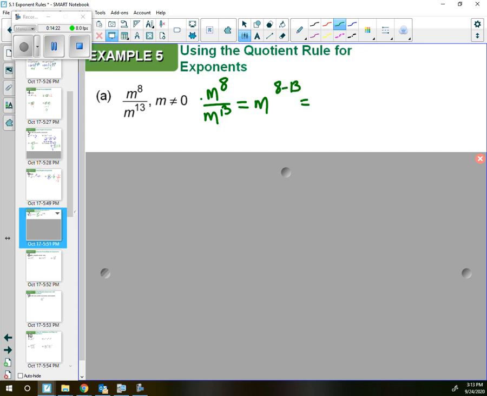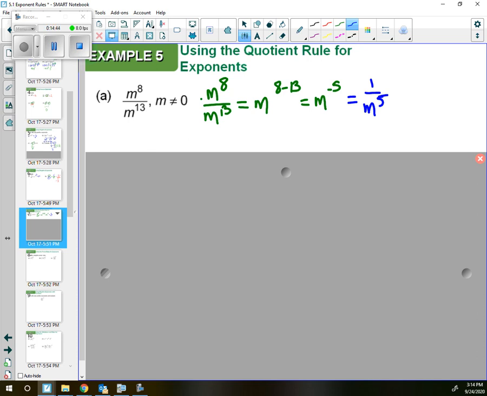Again, I would not write that all the time, but that would be m to the negative, so m to the -5th. Now we want to write it with a positive exponent though. So remember, we can rewrite that then with our reciprocal, 1 over m to the 5th. Now if you like that way, that's fantastic. You're using the rule, that's great.